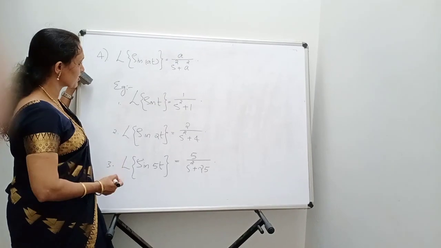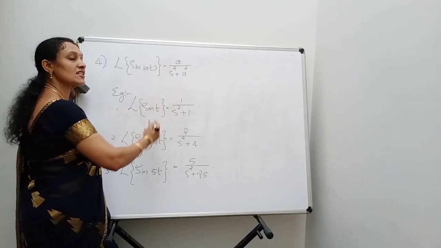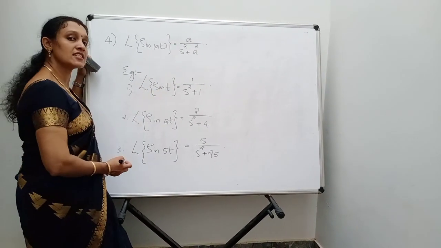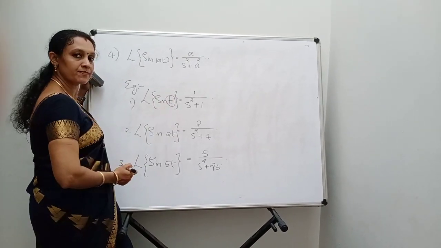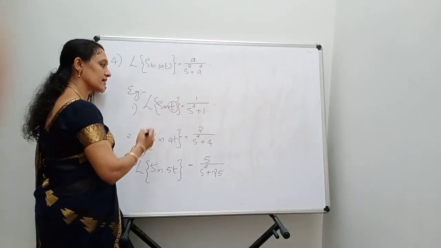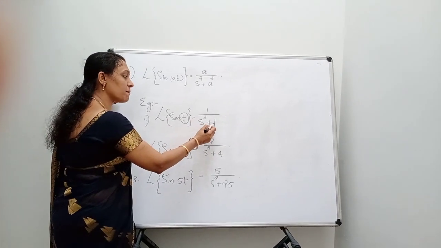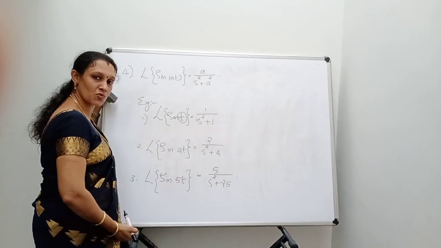A few examples of this function. See, we have learned L of sin at is a by s square plus a square. Can you calculate L of sin t? So what is the coefficient of t? Coefficient of t is 1. So 1 divided by s square plus 1 square, 1 square is 1. So 1 by s square plus 1.